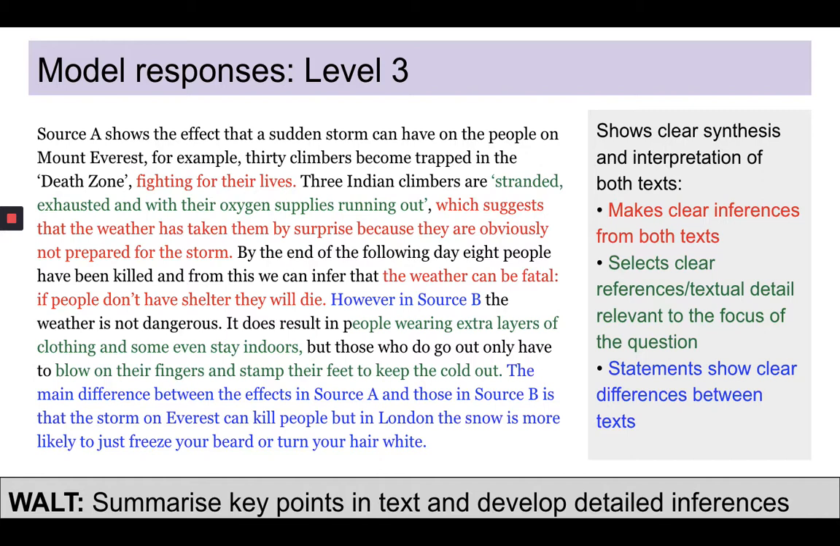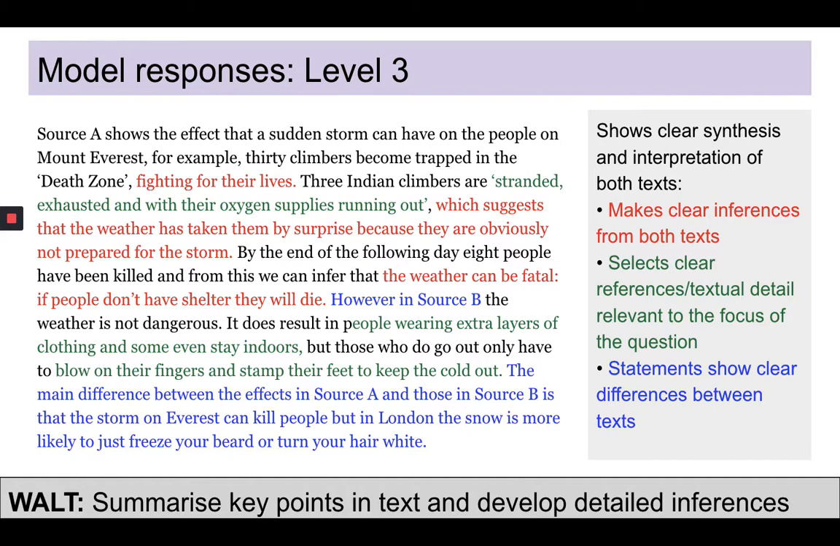However, in source B, the weather is not dangerous. It does result in people wearing extra layers of clothing, and some even stay indoors. But those who do go out only have to blow on their fingers and stamp their feet to keep the cold out. The main difference between the effects of source A and those in source B is that the storm on Everest can kill people, but in London the snow is more likely just to freeze your beard and turn your hair white.